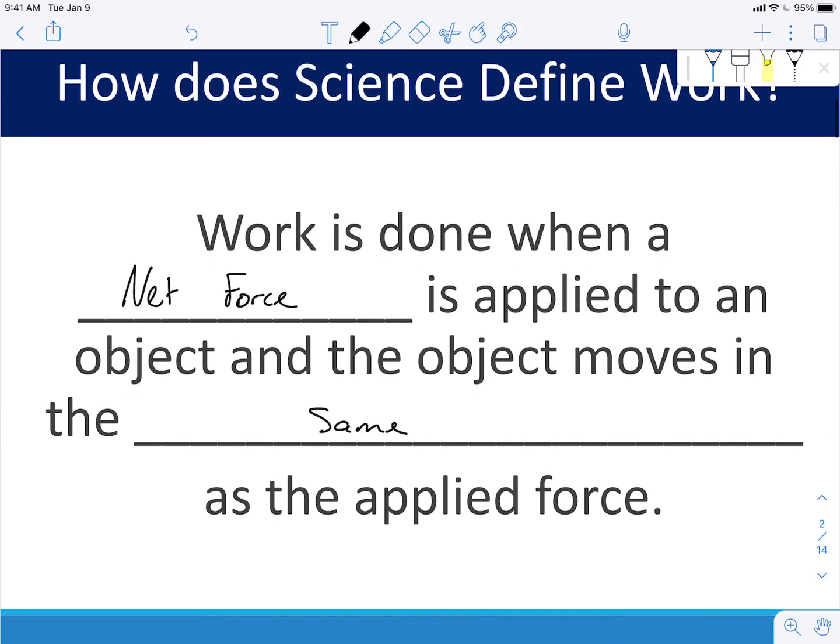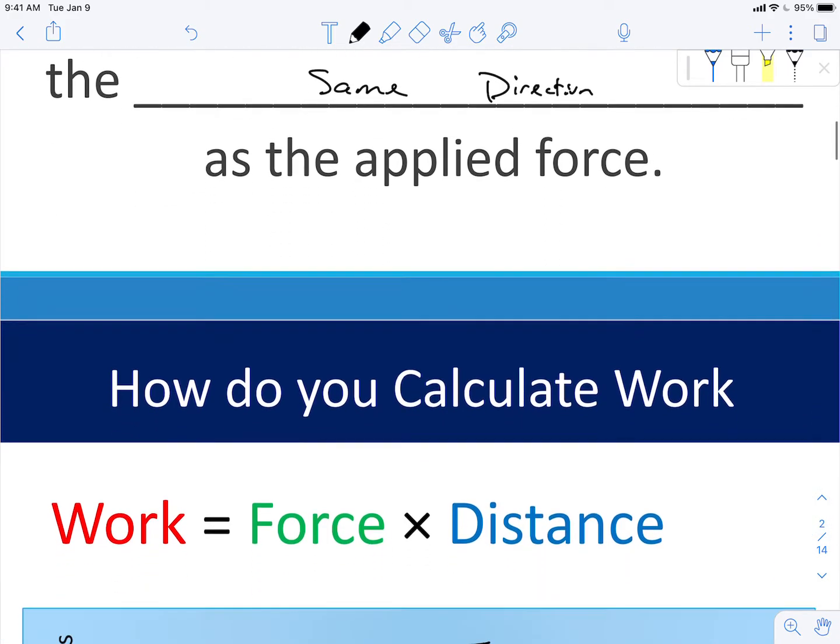Remember that work is done when there is a net force applied to an object and the object moves in the same direction as the applied force. So that direction piece is pretty key when we're taking a look at how the forces help us understand if work is done or not. They must be pointed in the same direction, or a component of the force, if it's at an angle, must be in the same direction as the distance moved. All right, so we'll come back to those ideas, but remember that is our definition for work.